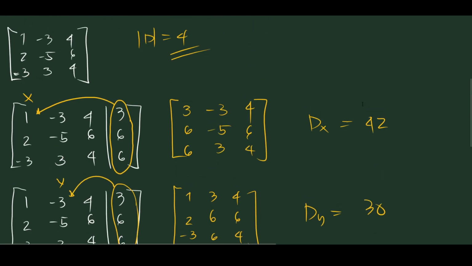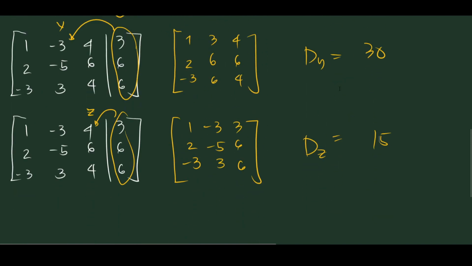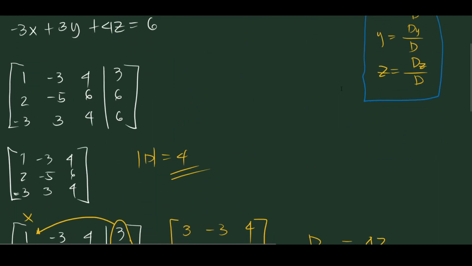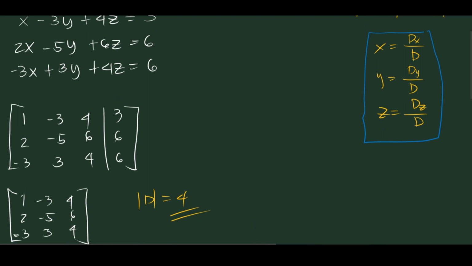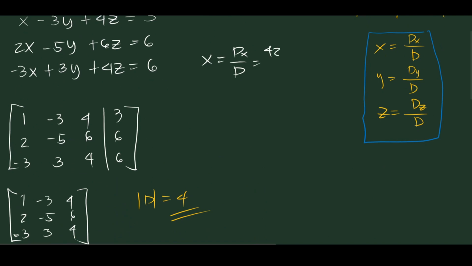Based on these results, let's try to use the Cramer's formulas right here. Let's find x. So x is equal to dx over d. What is our dx? Our dx is 42, so 42 over 4. How can we simplify this? Divide both numerator and denominator by 2, and we get 21 over 2.